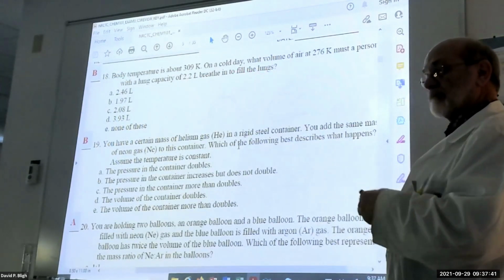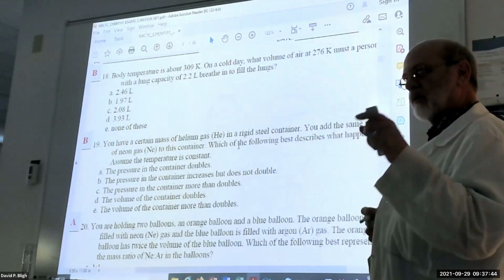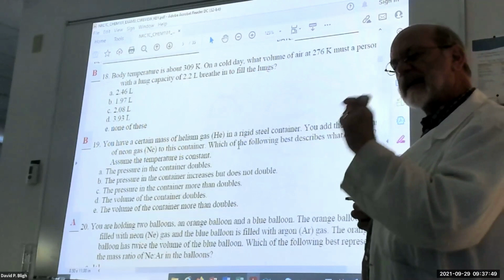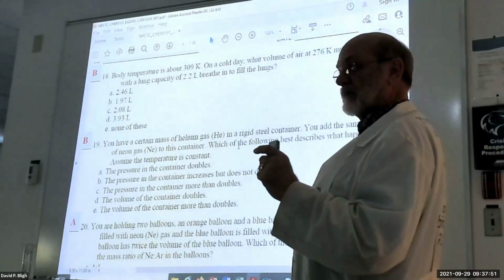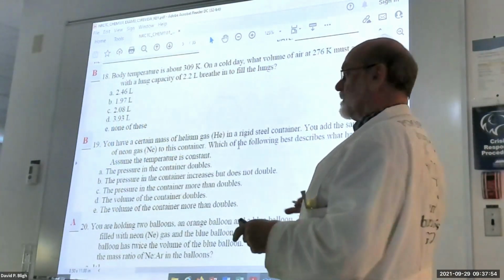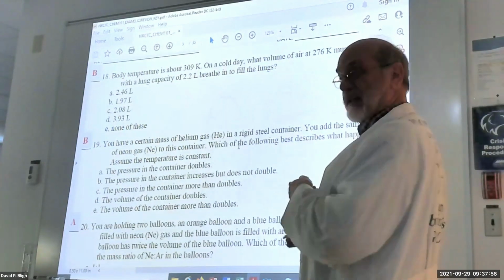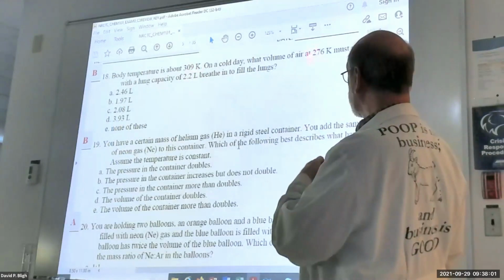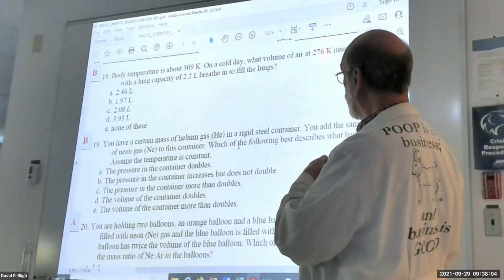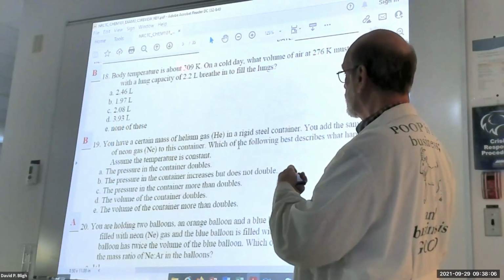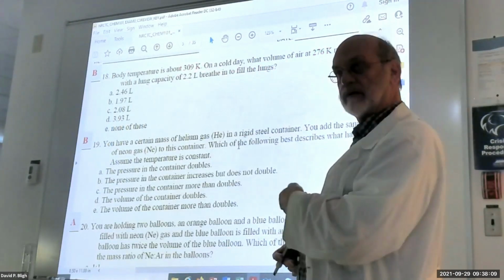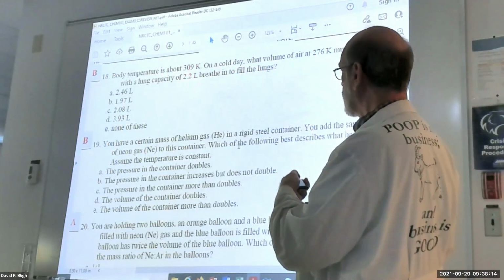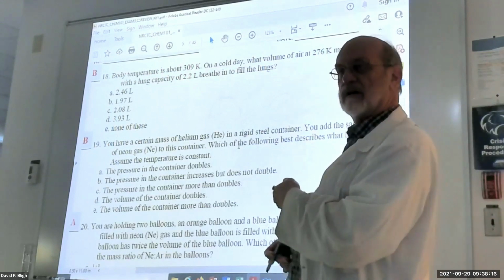In these gas problems, you need to decide whether you've got a before-after situation or a state function. If you have a state function, you use the ideal gas equation because you don't know how you got there. But if you've got a change, a before and after situation like this one, 276 K before, you draw the air into your lungs and 309 K is after. With a lung capacity of 2.2 liters, what temperature is that? It's 309.